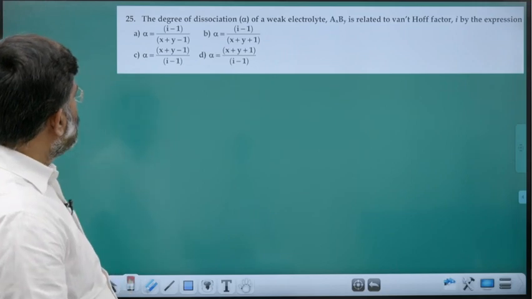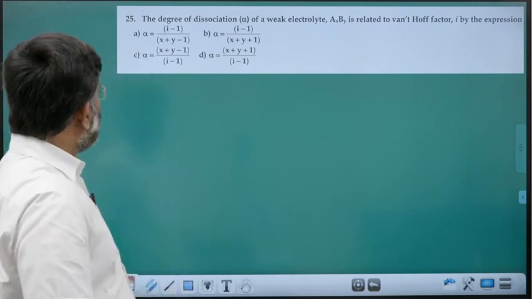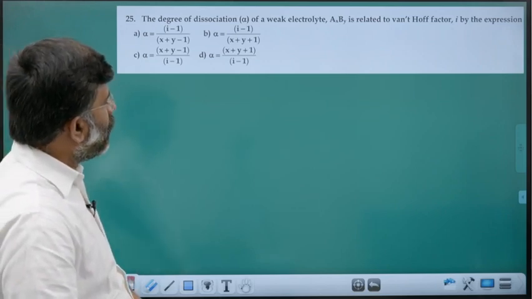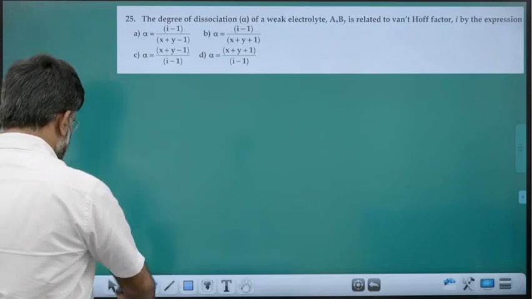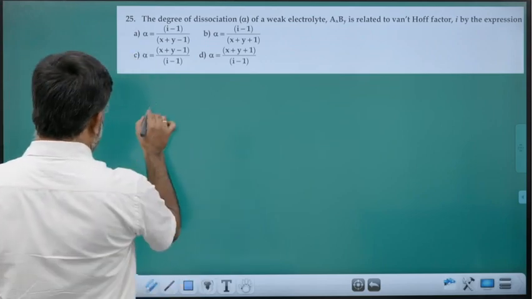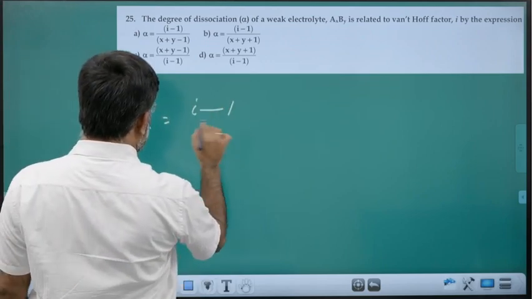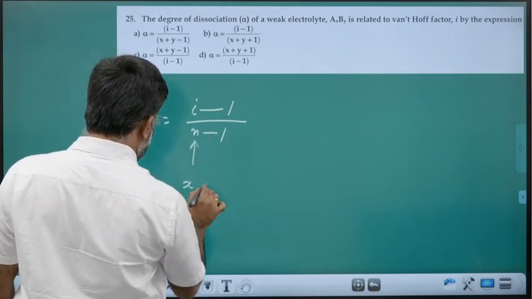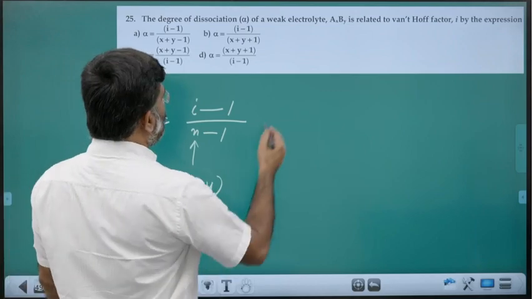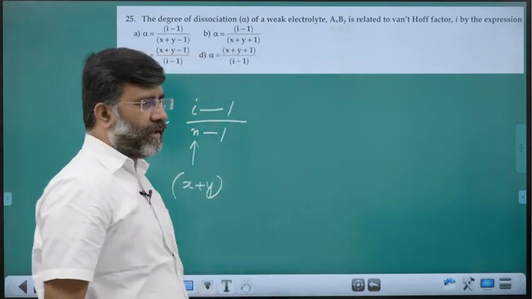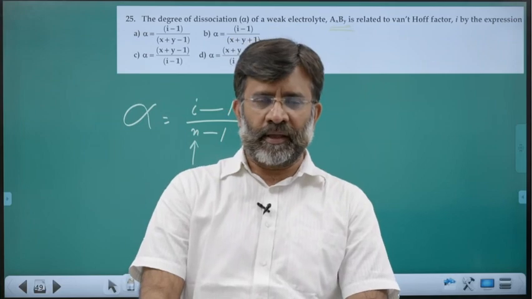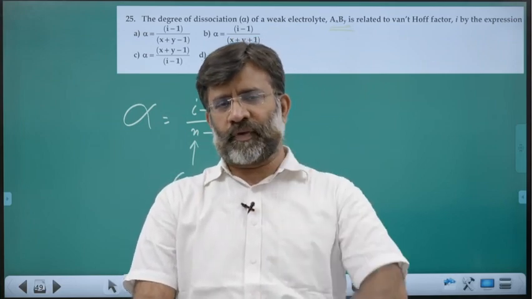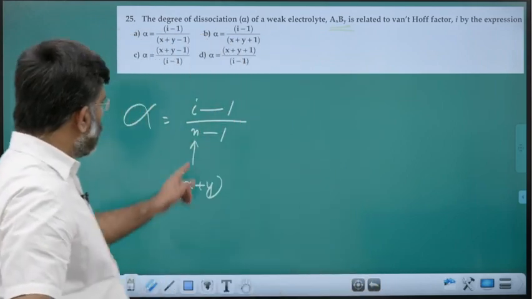Next, 25th question. The degree of dissociation alpha of a weak electrolyte is related to the van't Hoff factor i by the expression. It's a repeated question, right? Alpha is equal to (i minus 1) by (n minus 1), where n is equal to x plus y. That is the number of particles you can get from AxBy. From AxBy, you can get x A particles and y B particles. Total x plus y particles you are getting. So n is equal to x plus y.